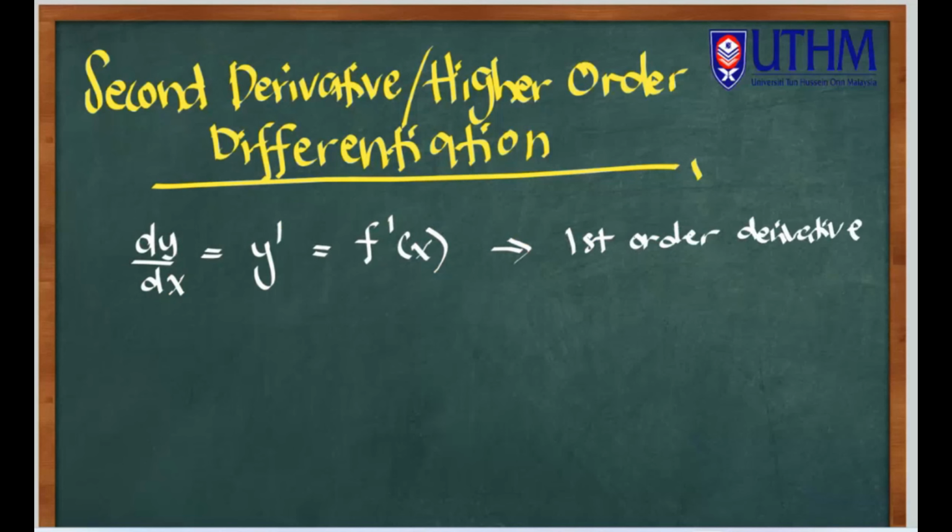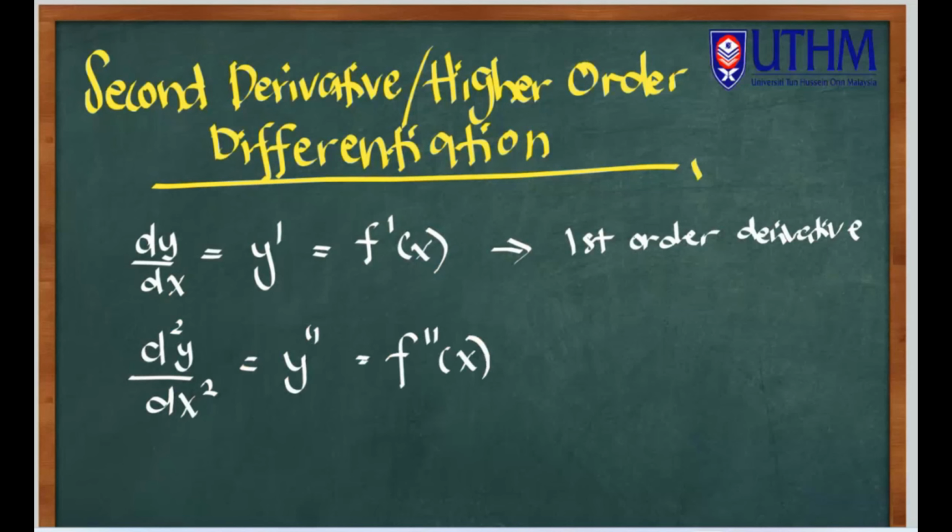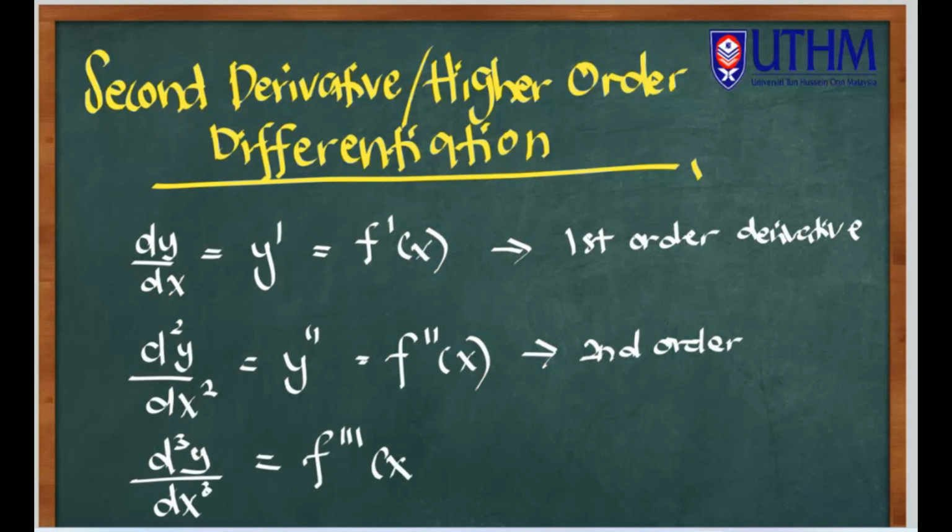For the second order, we can write d squared y over dx squared, which is equal to y double prime, or f double prime x. We call this the second order derivative. For the third order, we can write d cubed y over dx cubed, or f triple prime x. This is the third order.